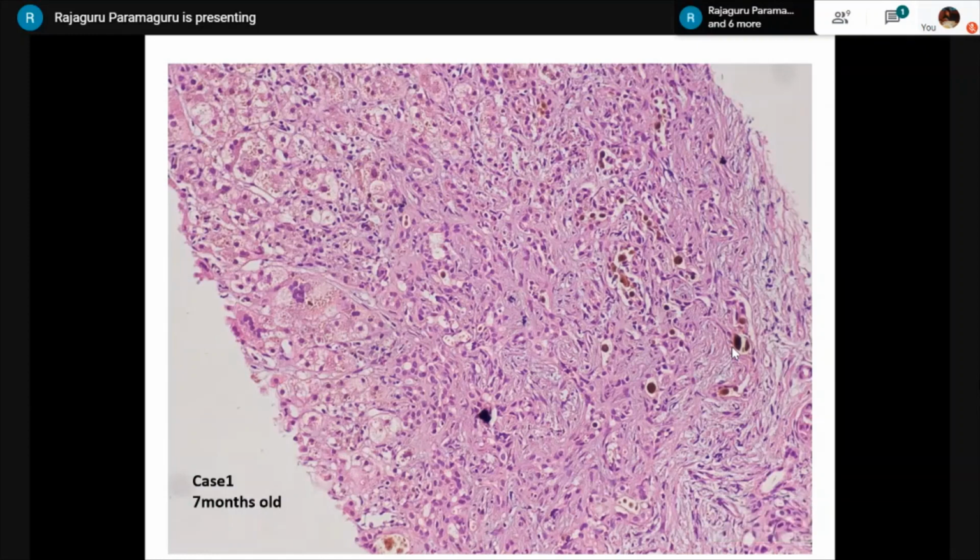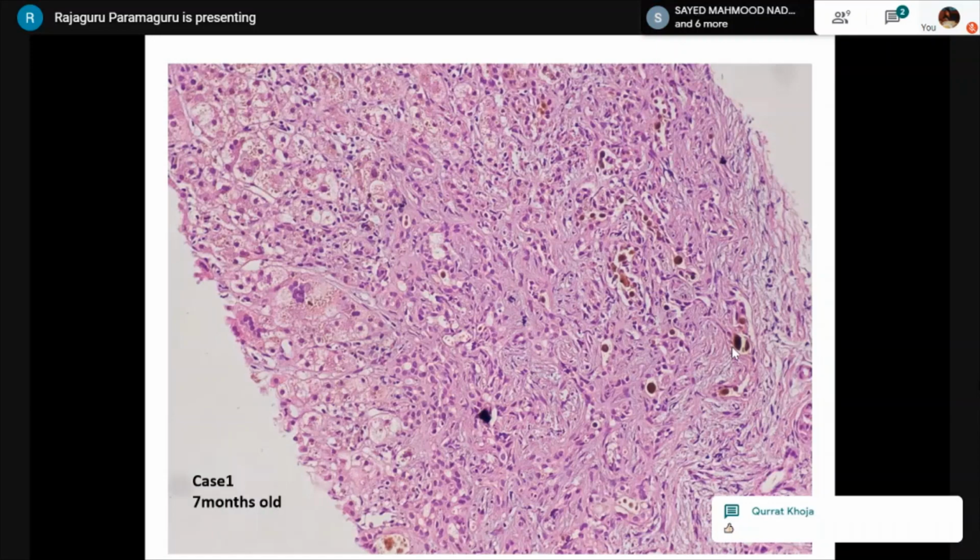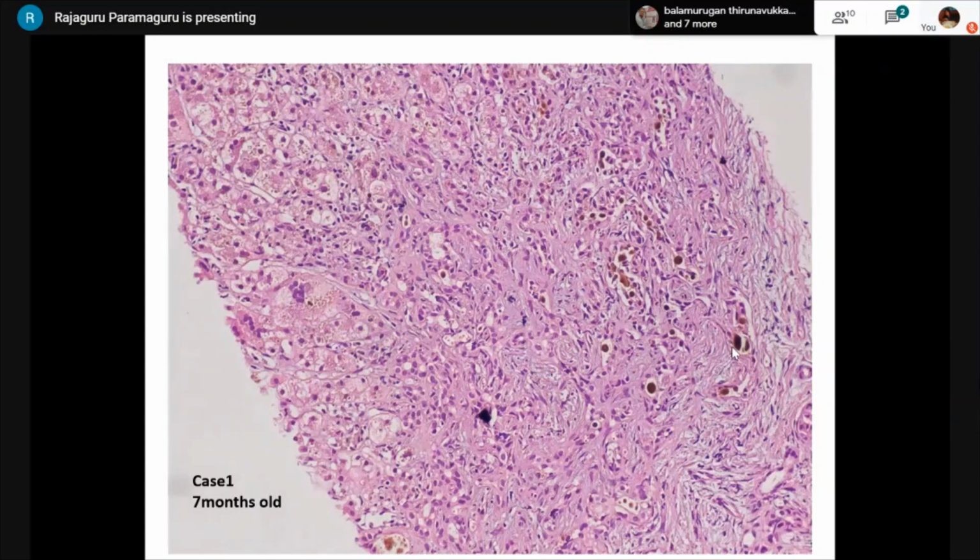Thank you so much. Good evening, everyone. Thank you, Dr. Nadeem. Since the last session, we had discussed so many pathologies in the liver, the basics. So today we'll start with a case. Right now, what you're seeing is a liver biopsy of a 7-month-old child.